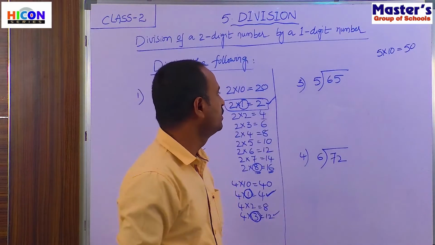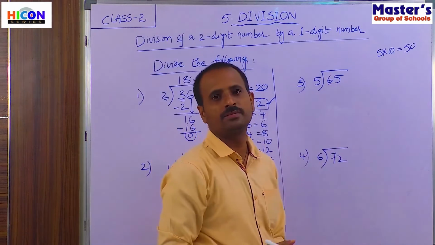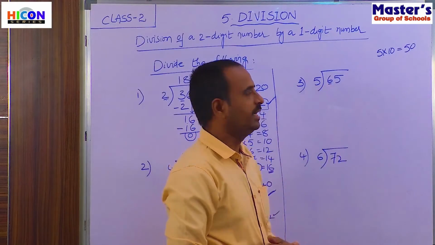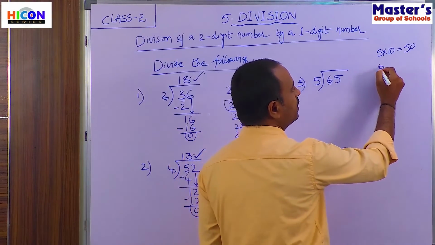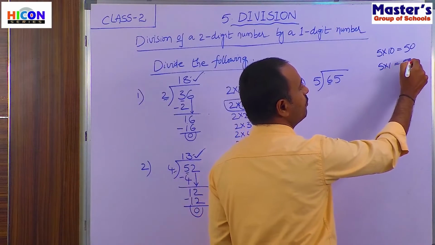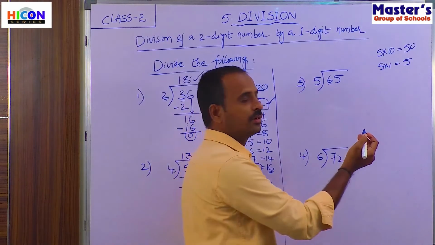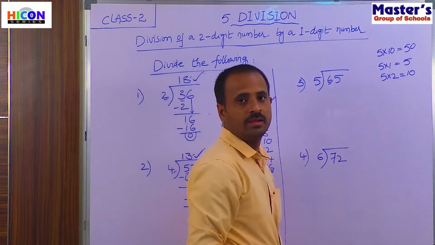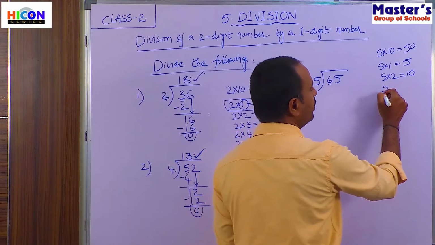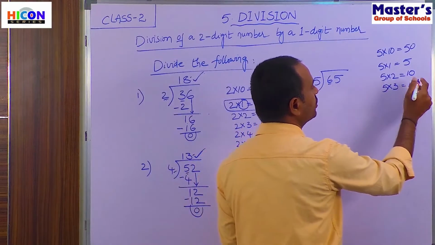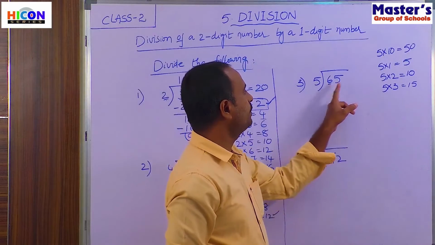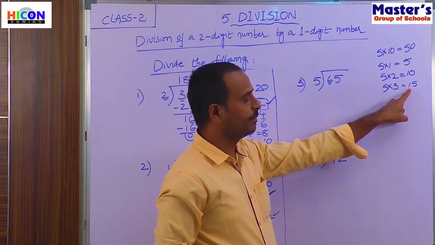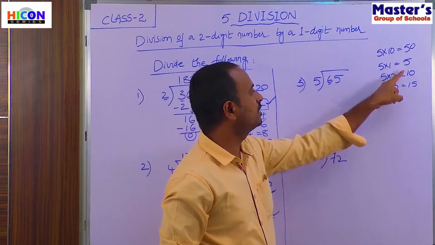Let us take the first digit. What is the first digit here? 6 is the first digit. Now let us find when the number 6 comes in the fifth table. Let us recall the fifth table: 5 ones are 5. Now take 2 times, that is 5 twos are 10. And take 3 times, that is 5 threes are 15. So children, in this way we did not get the number 6 in the fifth table.